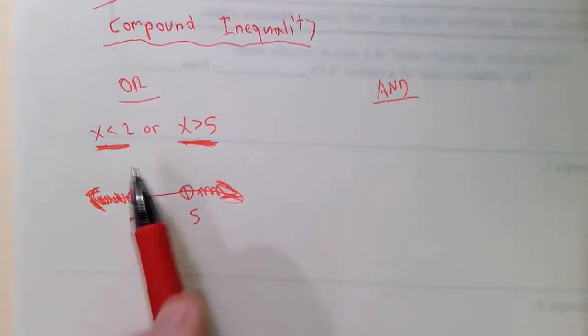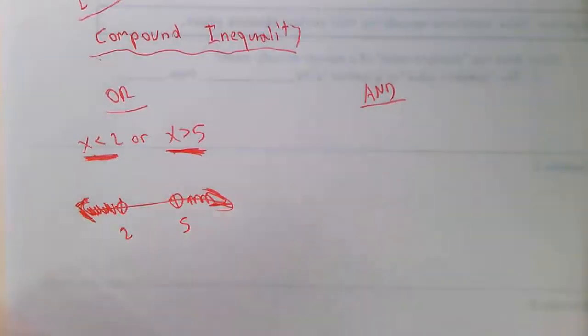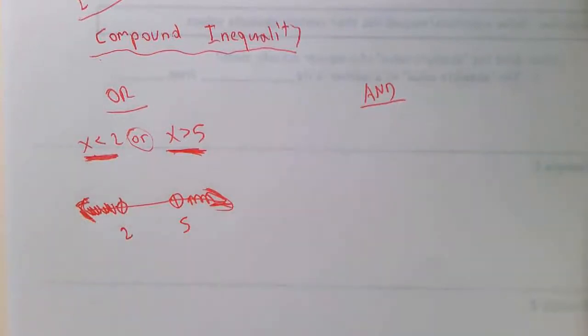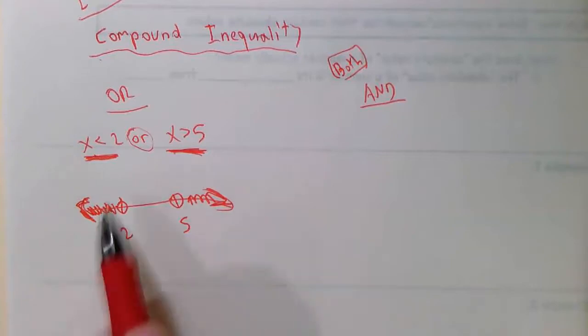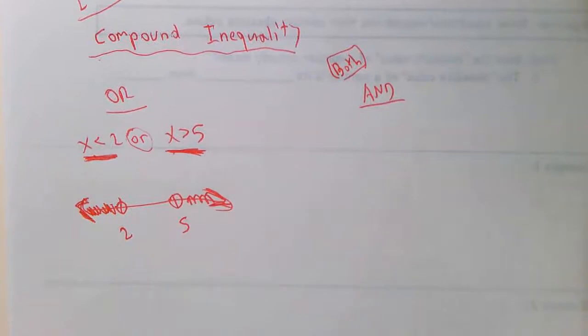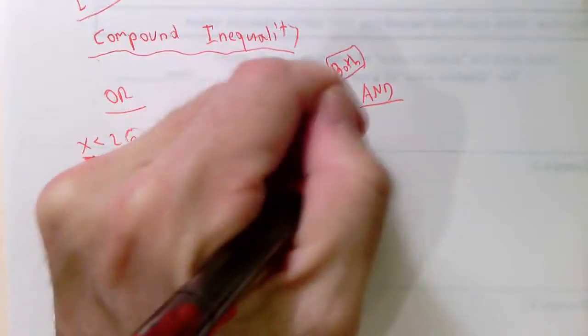So if this had been AND instead of OR, the answer would actually be no solution. Because for an AND sentence, both parts have to be true, and there is no number that is less than 2 and greater than 5 at the same time. Not possible. Typically, an AND sentence looks more like this: x is greater than 2, and x is less than 5.